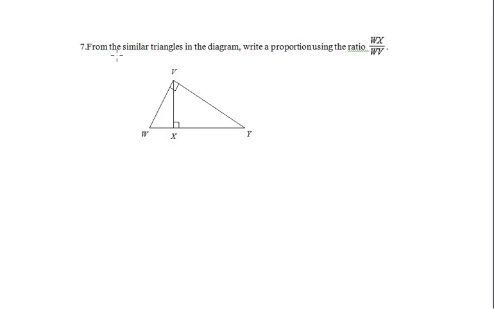Alrighty, number 7. From the similar triangles in the diagram, write a proportion using the ratio. Alright, let's think about what their ratio is. It's Wx over Wv. So let's look at that. That's Wx over Wv. Now, in this triangle, that's the short side over the long side. So, let's just look at the other triangles and put the same ratio up there, short side over long side.